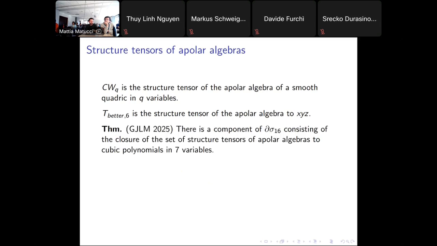And in fact, this was the first thing we proved, but notice it's in dimension 16, that in dimension 16, you get an entire component of the boundary by looking at structure tensors of apolar algebras to cubic polynomials in 7 variables. So 16 is 1 plus 7 plus 7 plus 1, because our apolar algebra has degree 0, 1, 2, and 3. And this was the first thing we found.